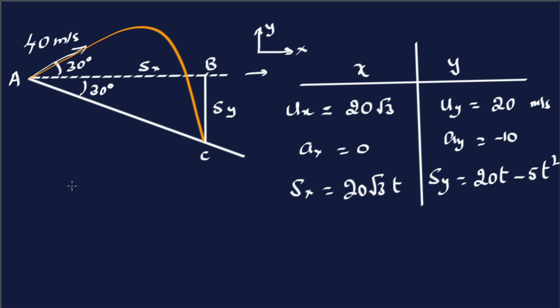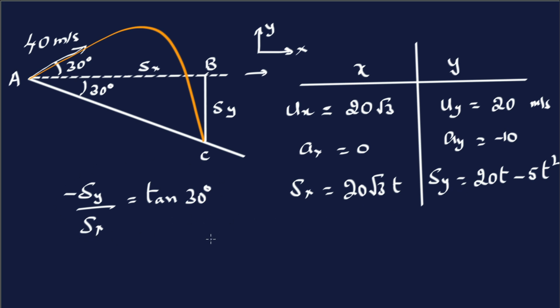Now it is tempting to write, by looking at this triangle, that sy by sx is equal to tan 30 degrees. But stop. Tan 30 degrees is the length of the opposite side divided by the length of the adjacent side. Remember, sy in this problem is negative. So the length of the opposite side is minus sy. The adjacent side sx is already positive, so we can leave it as it is. So this is our relationship.